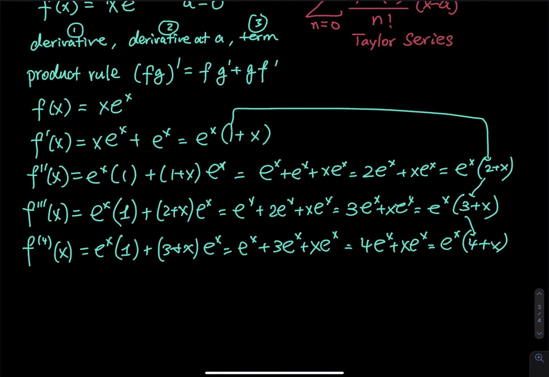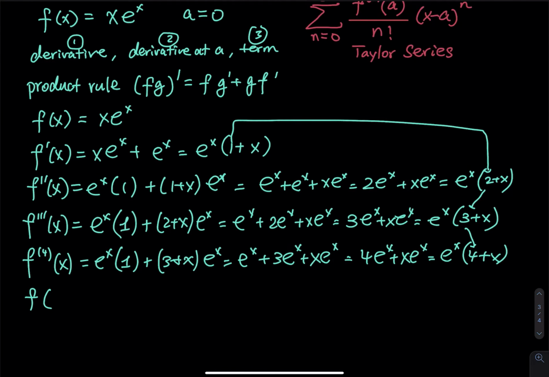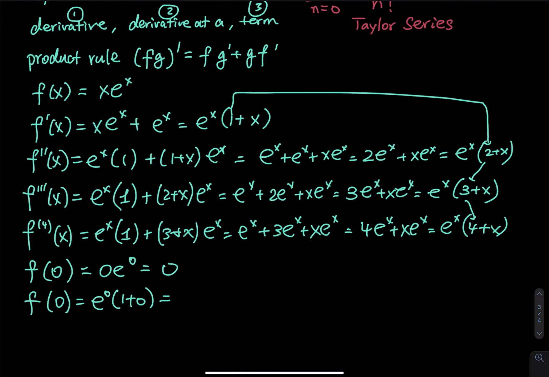So the first one, f of a, what is a? A is equal to 0. So you have 0 times e to the 0, that is equal to 0. And then the next one, you have e to the 0, and then 1 plus 0. Don't tell me that equals 0. E to the 0 power is 1. 1 times 1 is equal to 1.